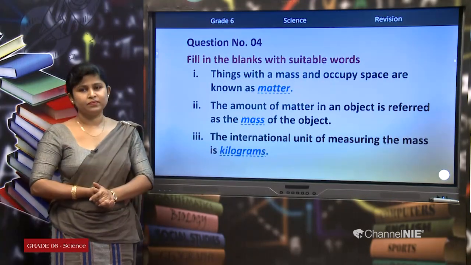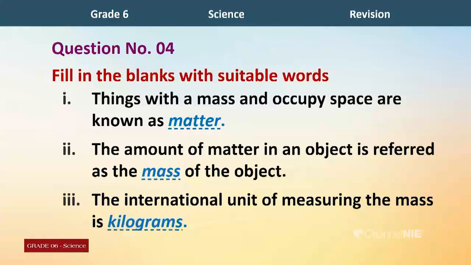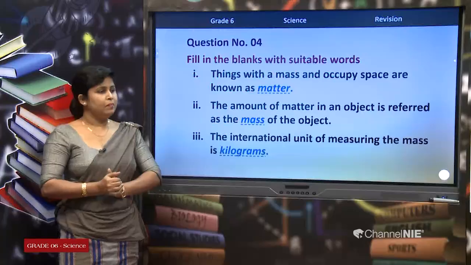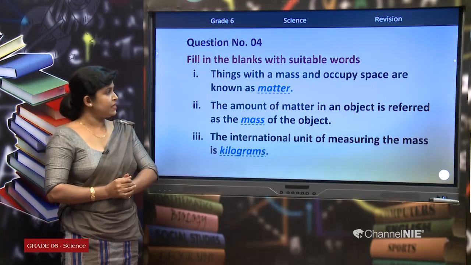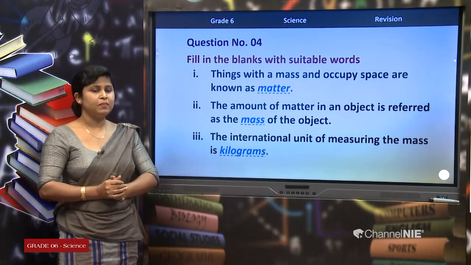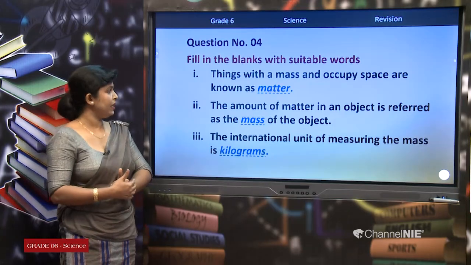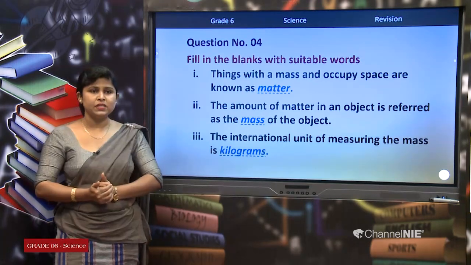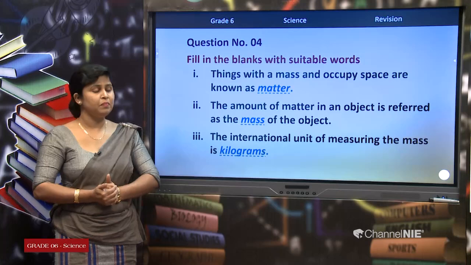Question number 4, fill in the blanks with suitable words. Things with mass and occupy space are known as matter. I have already given you the answer, but you have to think about matter and energies. Matter occupies space as well as has mass. But when we think about energies, they do not occupy space and they do not have mass.